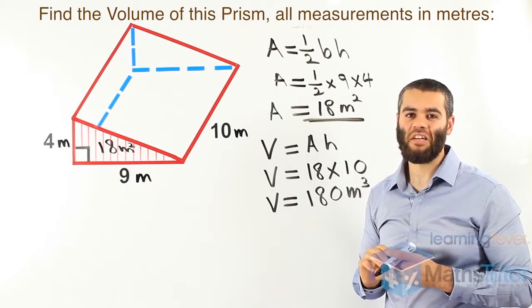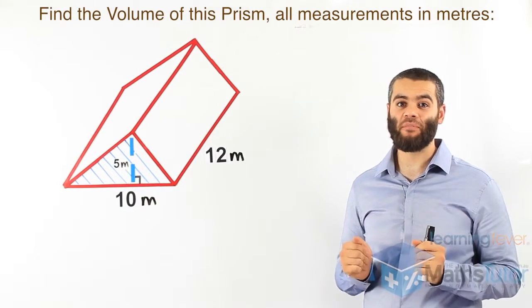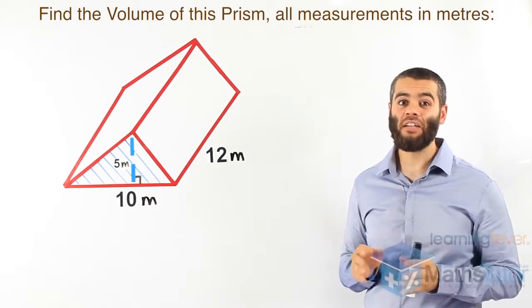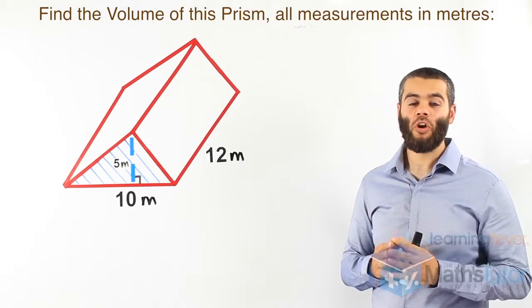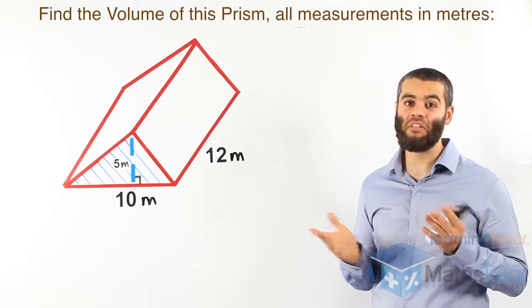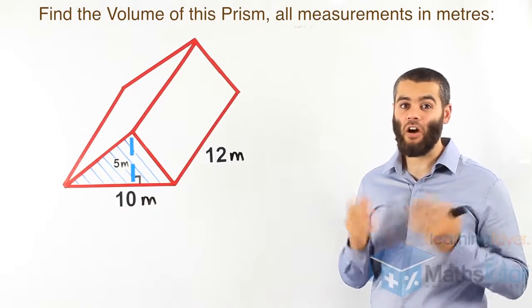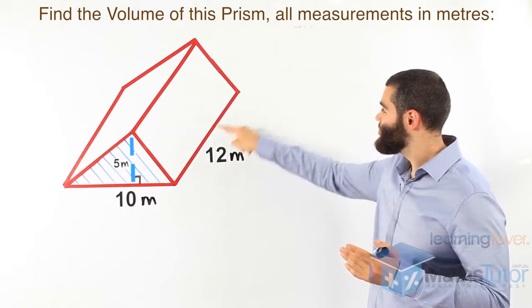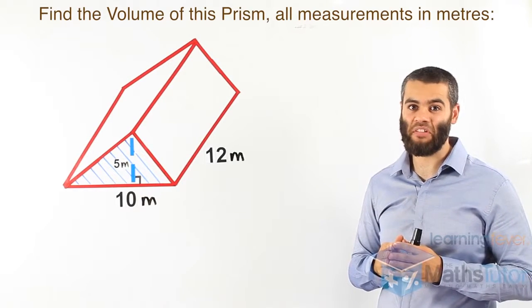Let us do some more examples. Okay, we have another triangular prism. Again, look closely, look deep. We're asked to find the volume of this triangular prism. What do we look for? We know the formula, V equals AH. You should have memorized it by now. A is the area of the cross section and H is the height of the prism, in this case the triangular prism.